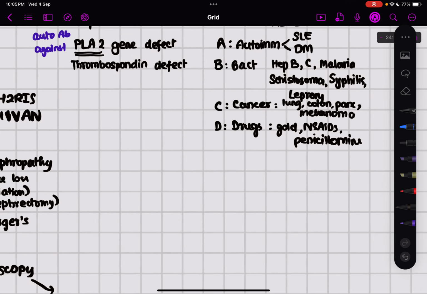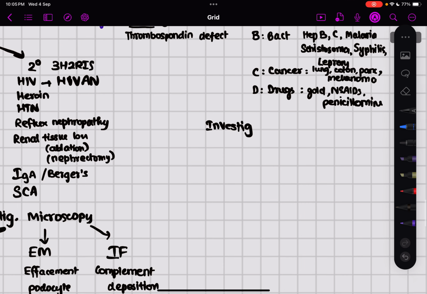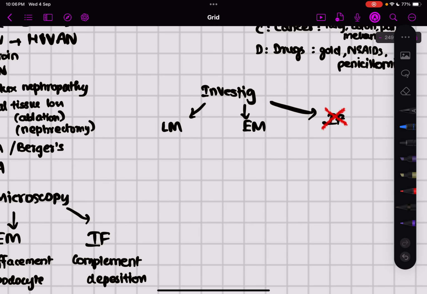Now after the causes, investigations. Investigations include light microscopy and electron microscopy. There is no immunofluorescence. Under light microscopy, we can use either PAS stain or silver stain, which is Gomori methenamine silver stain. Under electron microscopy, there are subepithelial deposits, spike and dome.